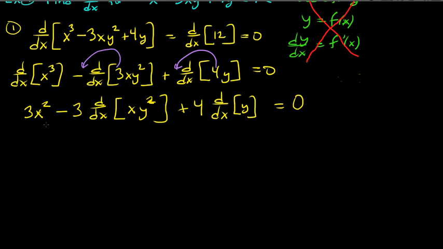Okay, so far? All right. So the 3x squared is fine. In fact, we could subtract that from both sides, but let's do that later. We'll see in a minute. So this is 3. Now we need to take the derivative of xy squared.